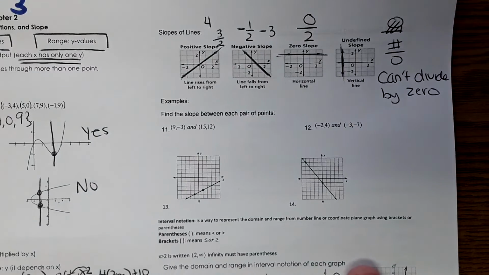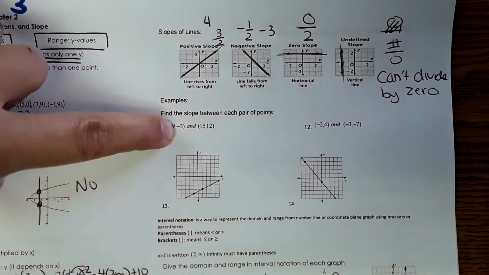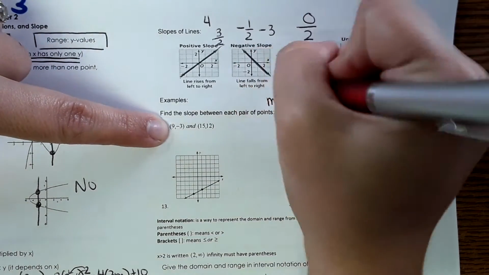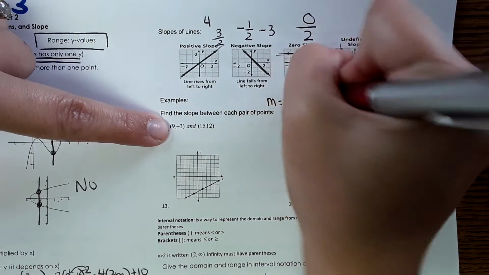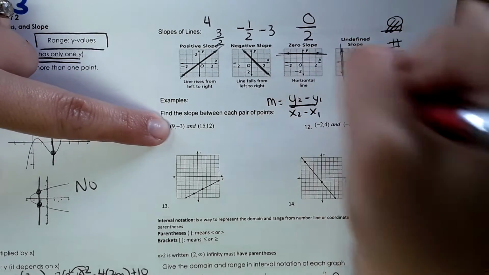Examples, find the slope between each pair of points. So they gave us points, now we have to use the equation. Slope equals y2 minus y1 over x2 minus x1. The change in y is over the change in x.